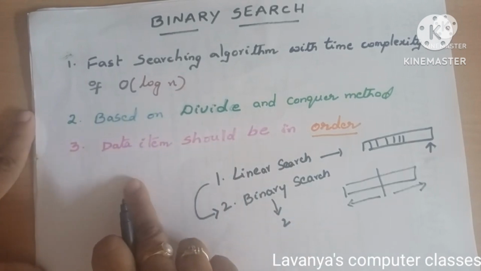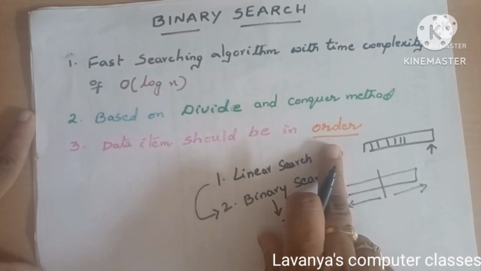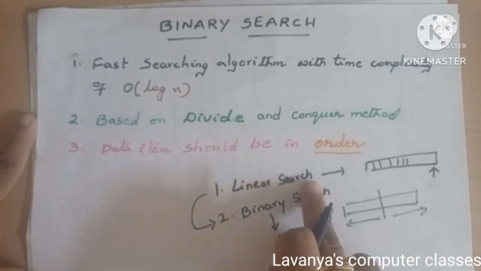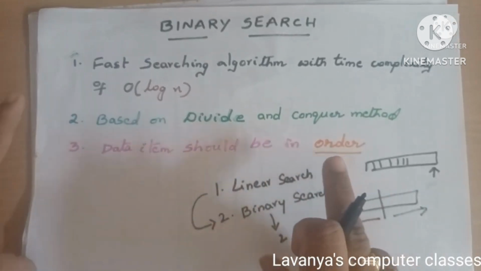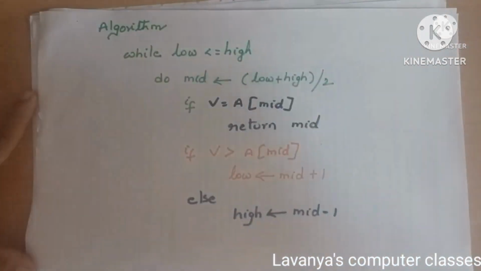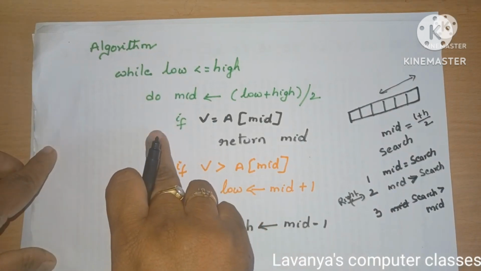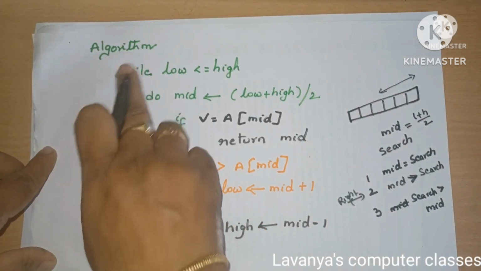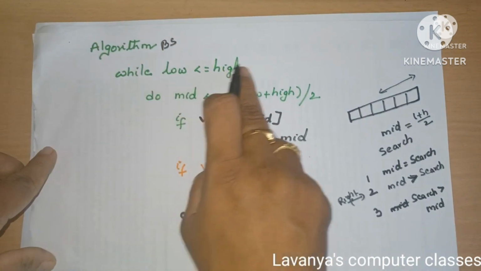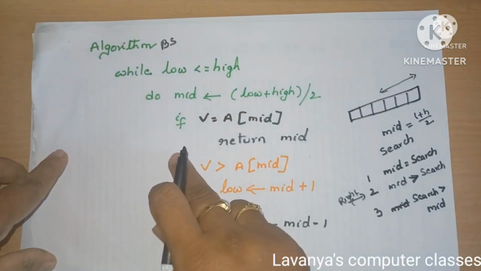Here we have to remember one point: all data items should be in order. If you want to search any element using the binary search technique, all the items should be in order. It is very, very important. These are some points about the binary search algorithm. Now I will explain the algorithm. Algorithm BS, binary search: while low is less than or equal to high. Here we need the low element and also the high element. I will explain with an example.